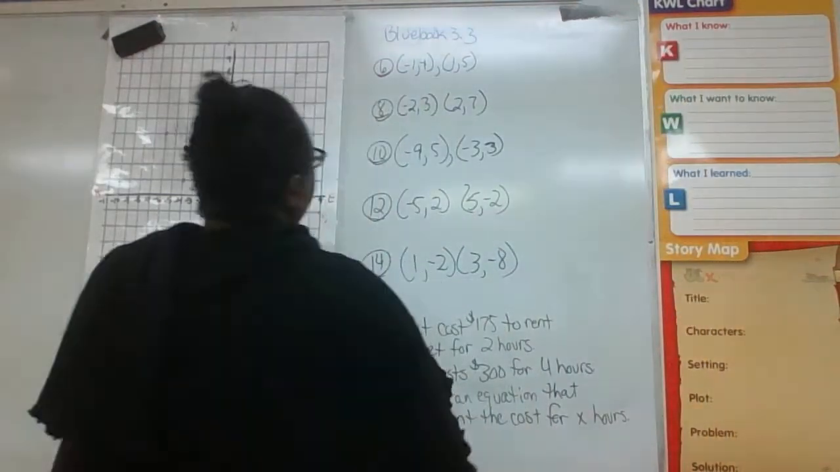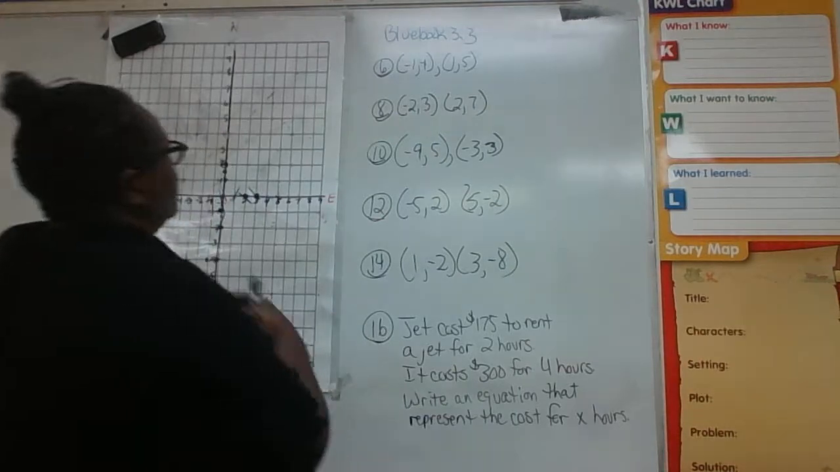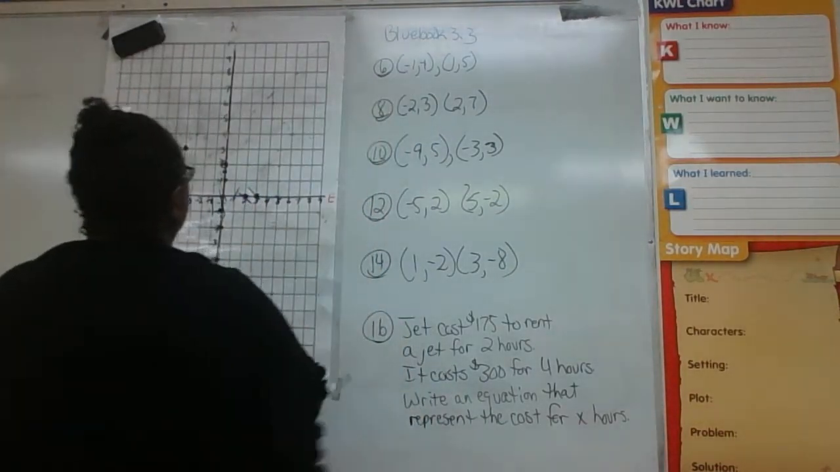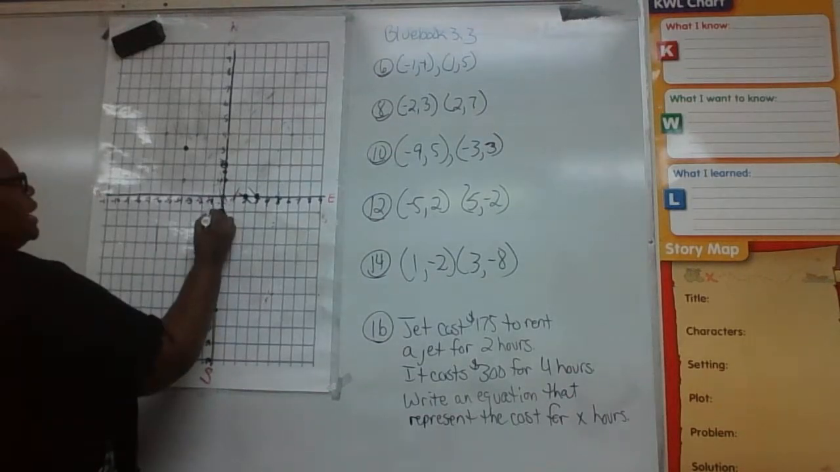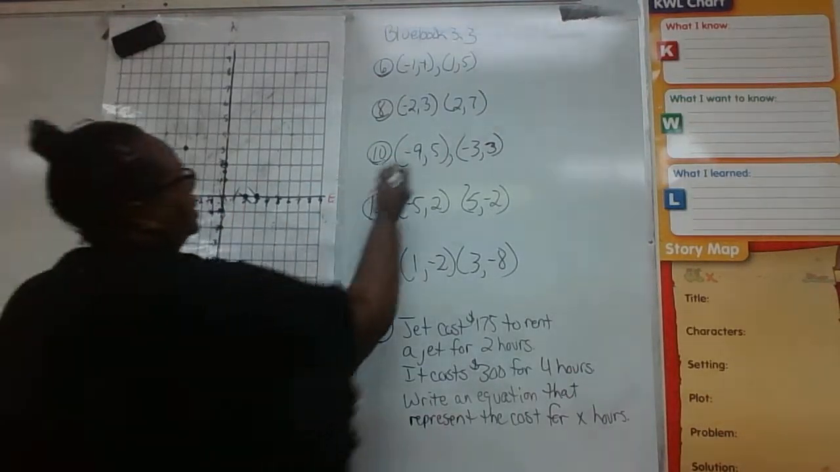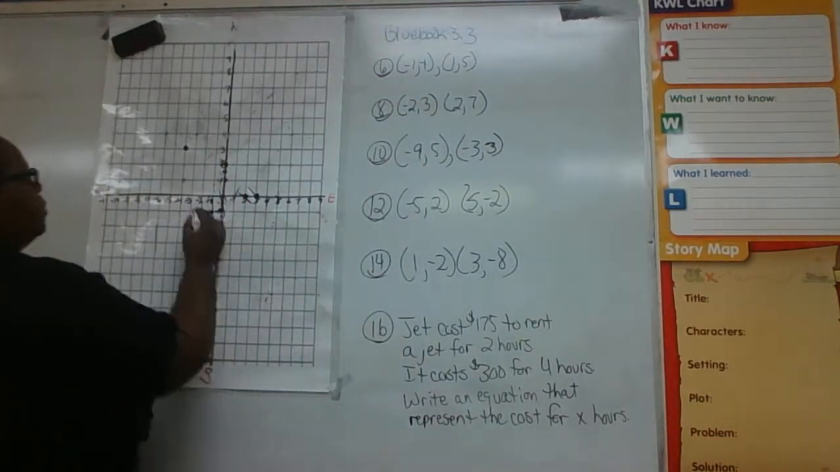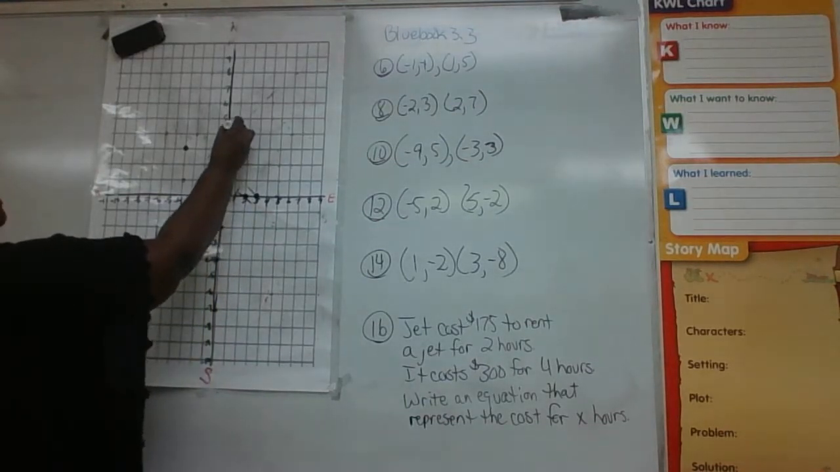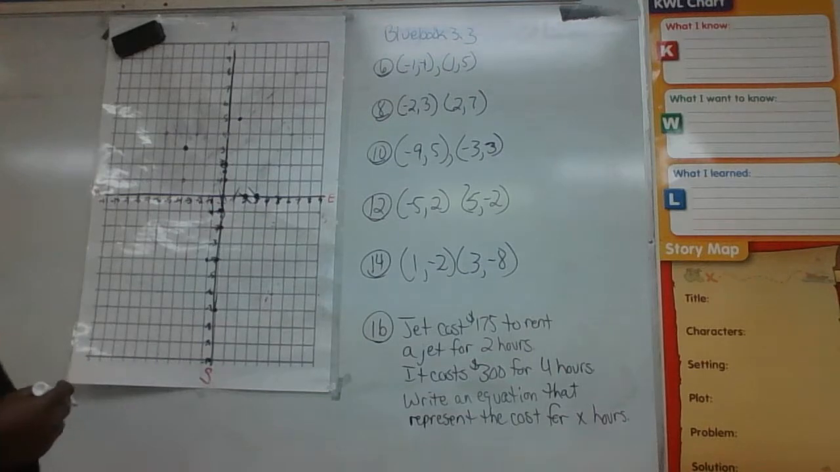So let's get started. Here on the first one, we have one coordinate, which is -1, -1. The second one is 1, 5. Positive 1, 5: 1, 2, 3, 4, and 5. Now that we have the two points, let's take a look.